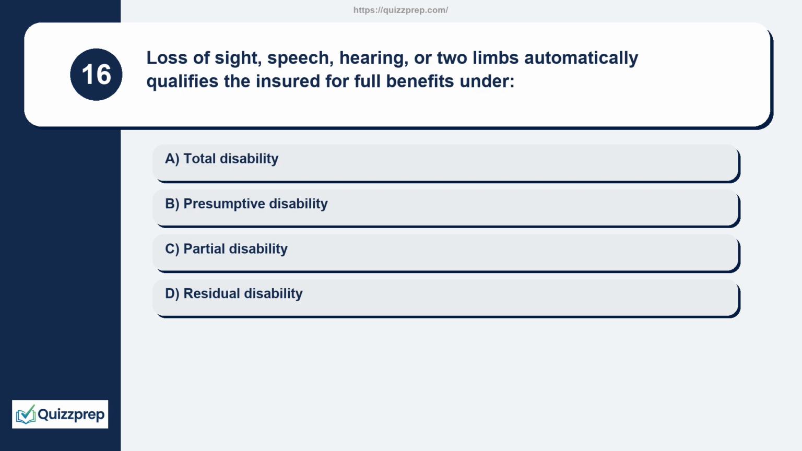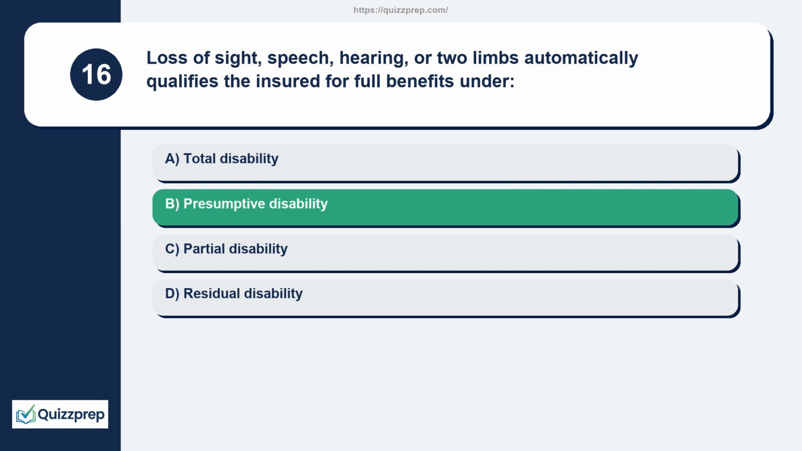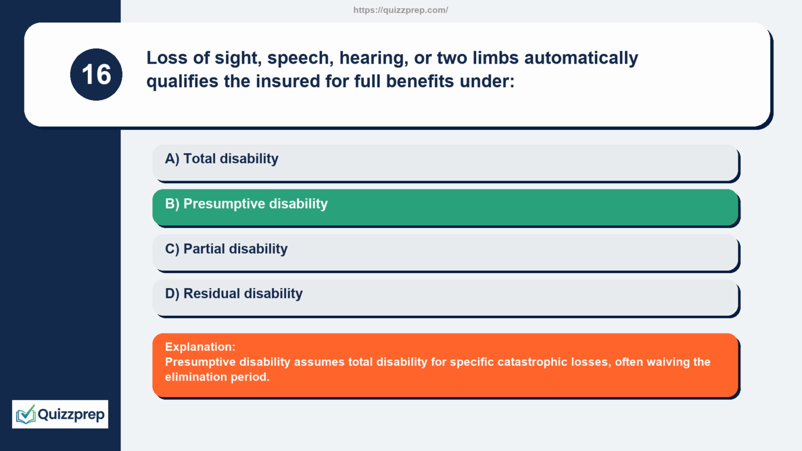Question 16. Loss of sight, speech, hearing, or two limbs automatically qualifies the insured for full benefits under total disability, presumptive disability, partial disability, residual disability. Presumptive disability assumes total disability for specific catastrophic losses, often waiving the elimination period.